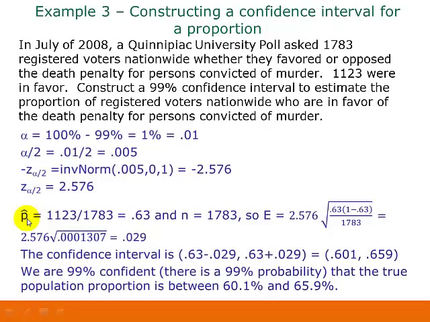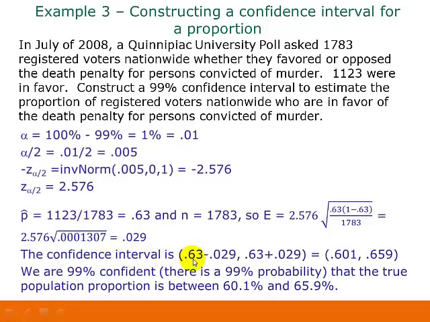Our p-hat we actually have to calculate here. It's the number that said they were in favor of the death penalty divided by the total sample size. So it's 1,123 divided by 1,783. So that's 0.63. And our n is our sample size. So our margin of error, if we calculate this, turns out to be 0.029.